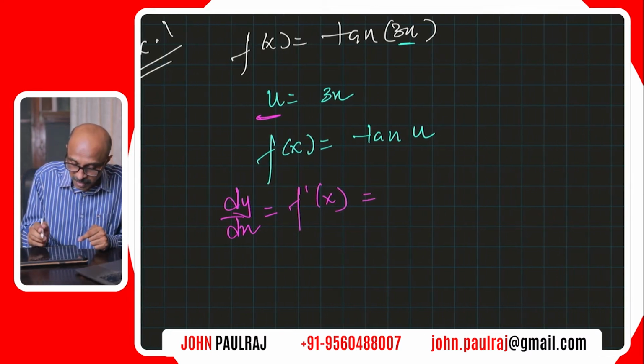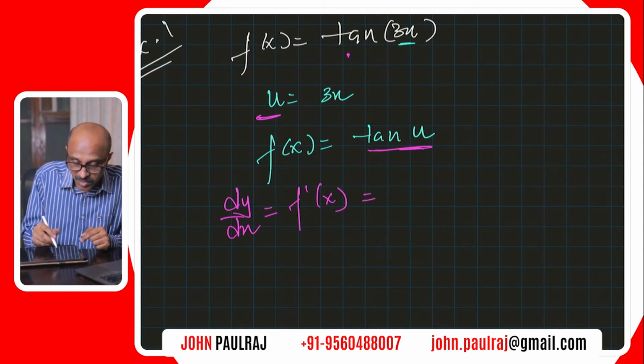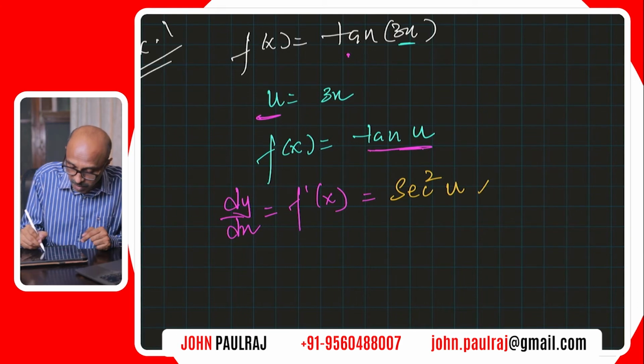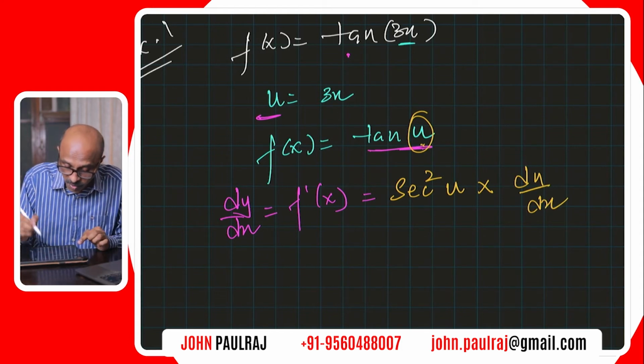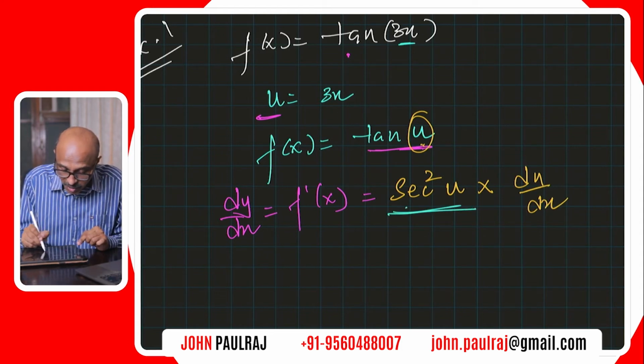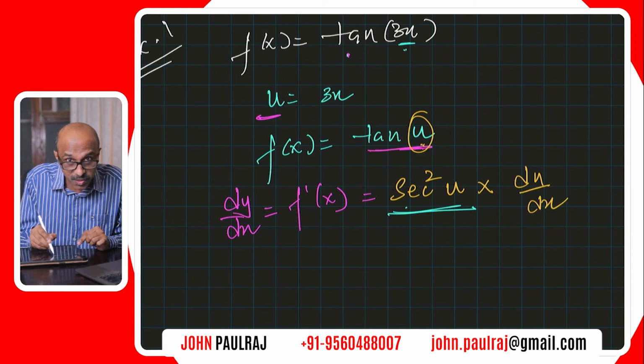So what we're going to do is find the derivative of the outside function, okay? The outside was tan, all right? So the derivative of the outside function, which is secant square u, multiplied by the derivative of the inside function, which is du over dx. So what did we do? We found the derivative of the outside function, okay? The outside was tan, the inside was 3x, okay?